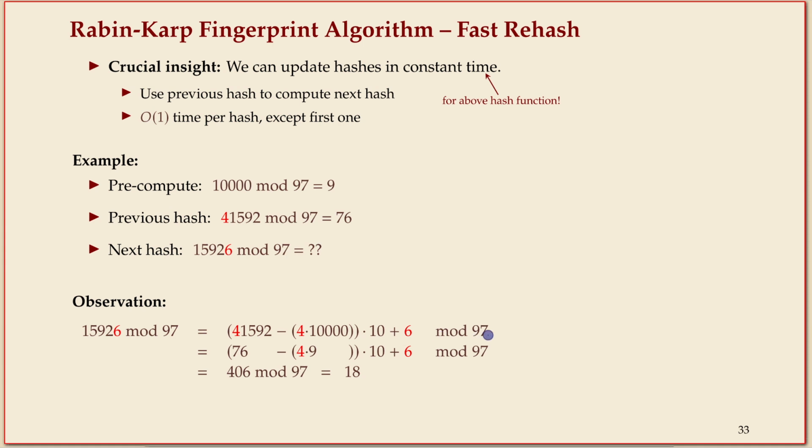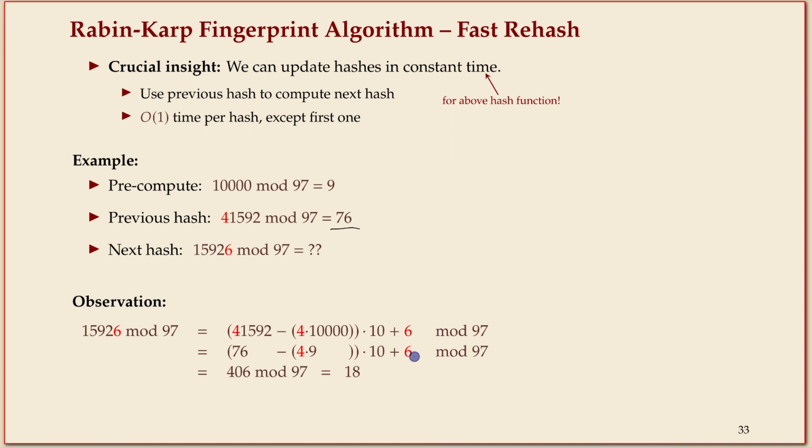And we do then compute modulo at the end, but modular arithmetic allows you to shift the mod inside. So we compute the mod here first and take our known hash from the previous position. Then we take 4 times the hash of 10,000, which we pre-computed. And the rest of the operations are all involving short numbers.